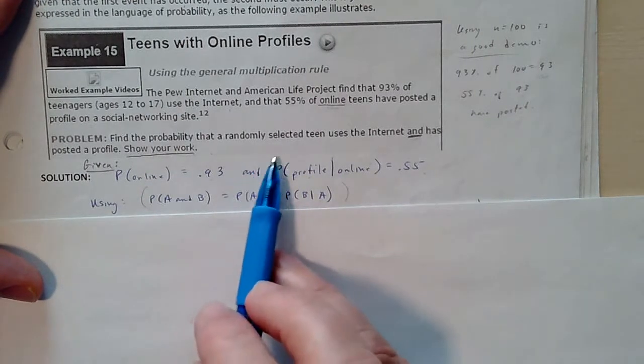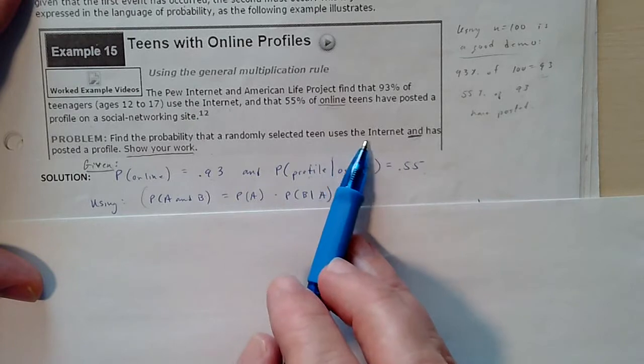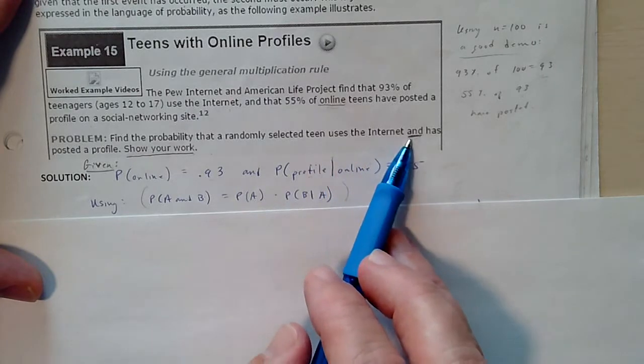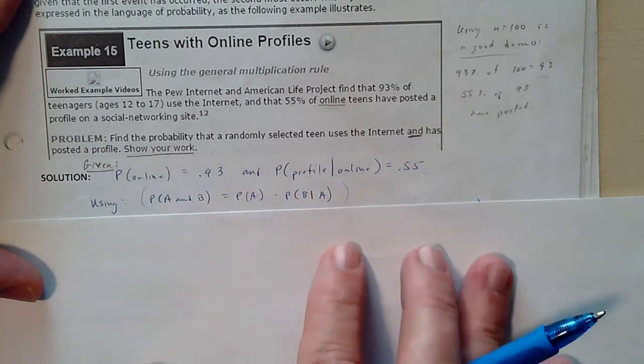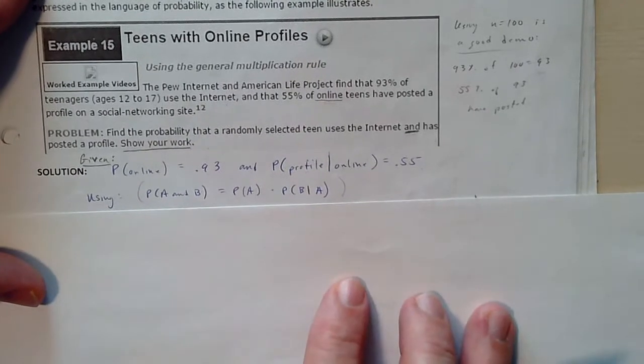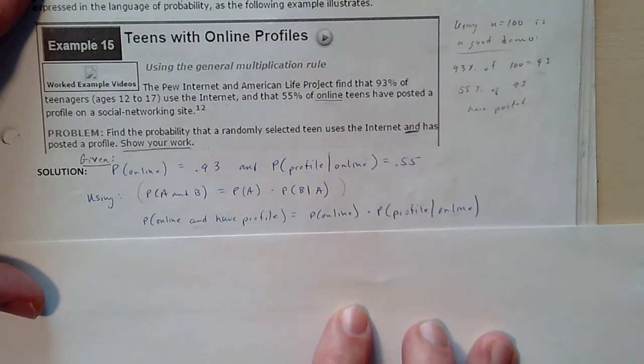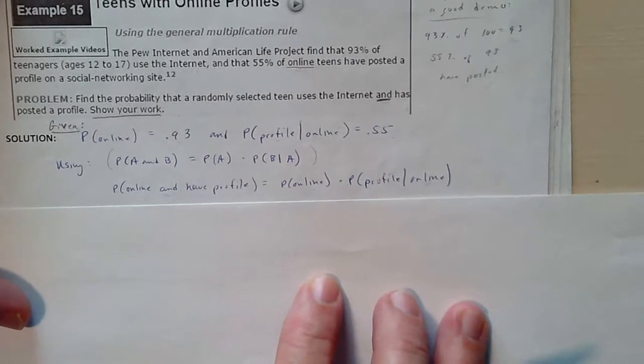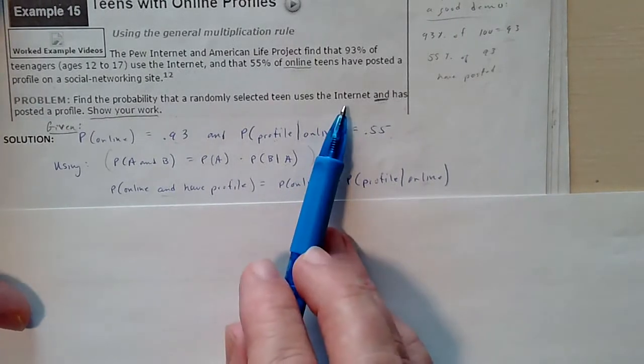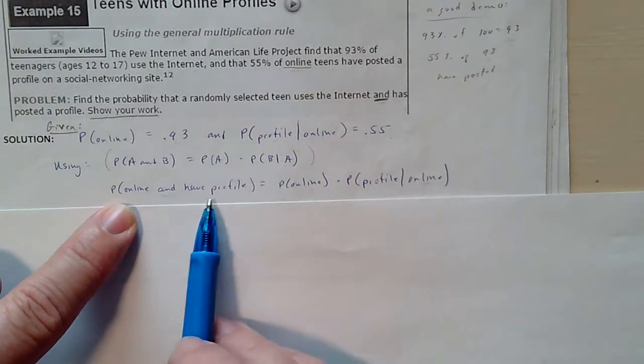Okay, so what's the probability that a randomly selected teen uses the internet and has posted a profile? So we're going to use this formula now. Okay. Now I put it into context. That might help you. So online and has a profile.